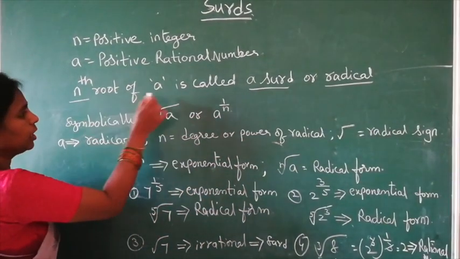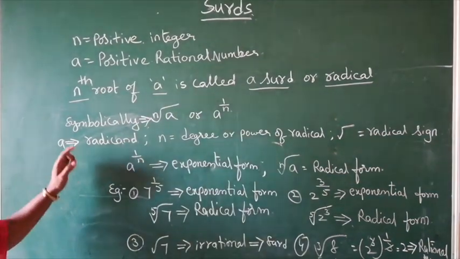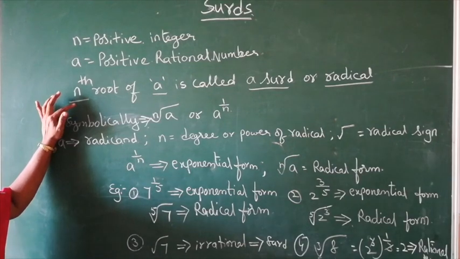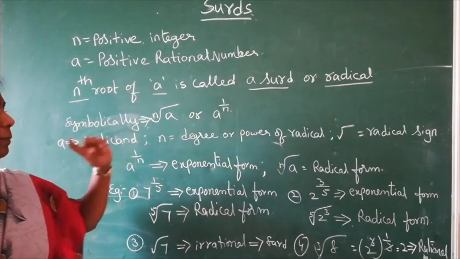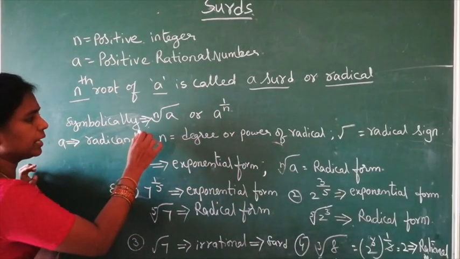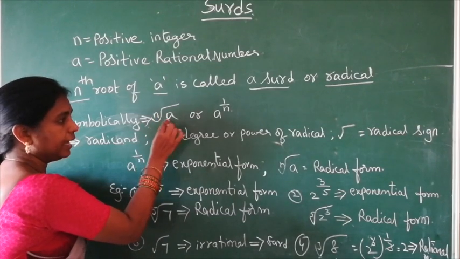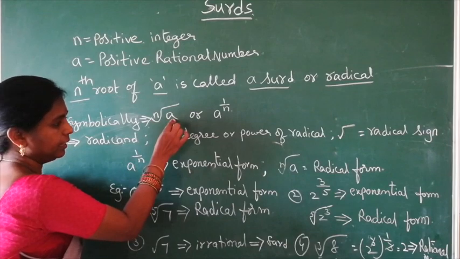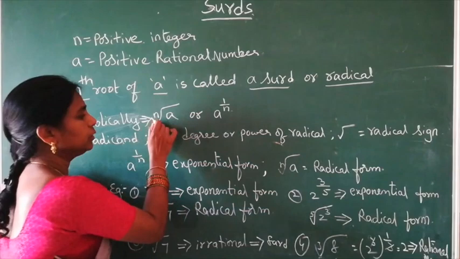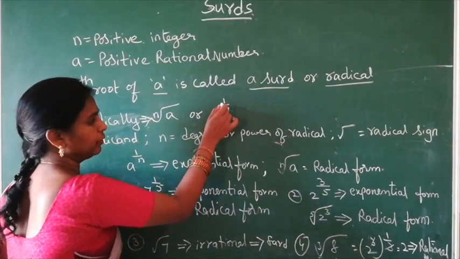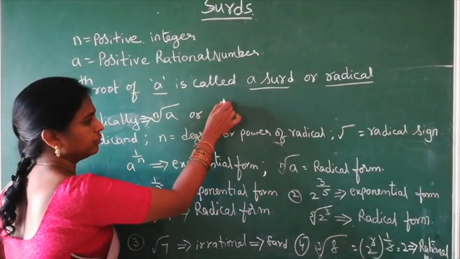Now, the nth root of a, where n is an integer and a is a rational number. Integer means n can be negative or positive. Rational number means it may be a fraction or a whole number. Now, symbolically, how to write it? Under root n, a under root n. A under root n means the nth root of a. How to call it? The nth root of a, or a to the power of 1 by n.